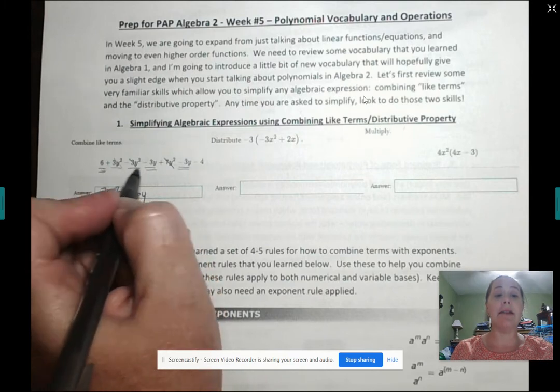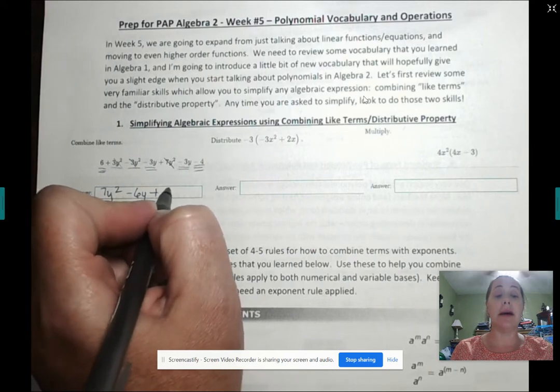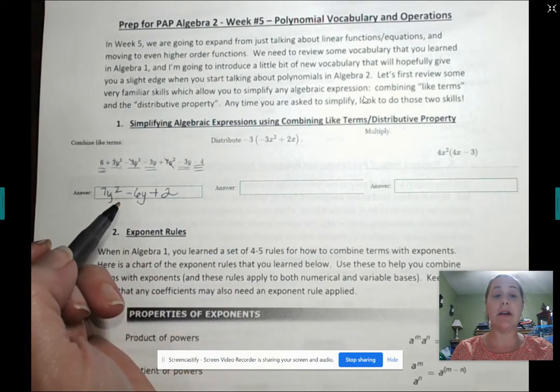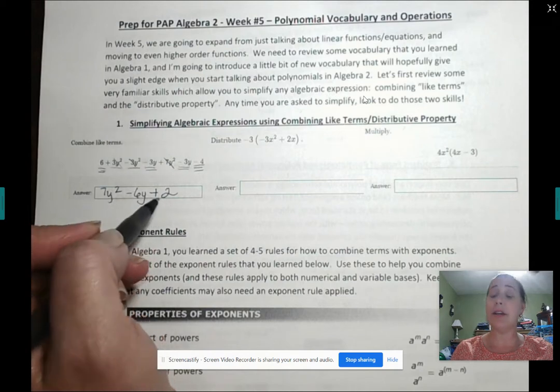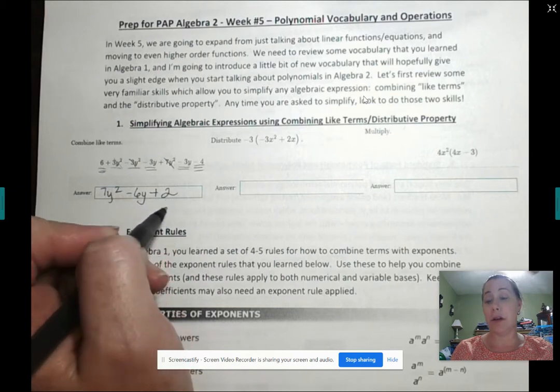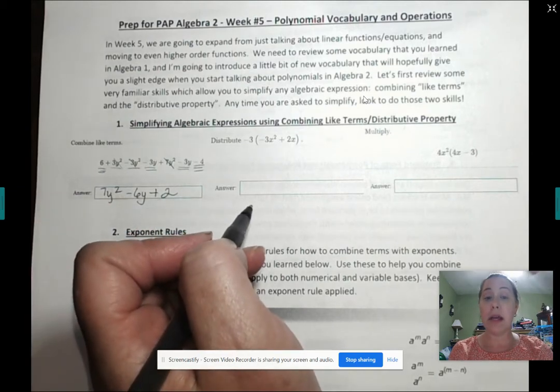And then I also have some constants. I have a positive 6 and a minus 4. So when I combine those, I get a positive 2. This is my answer, and this is called standard form because we're starting with the highest powered term all the way down to the lowest powered, which is usually your constant that doesn't have a variable at all.